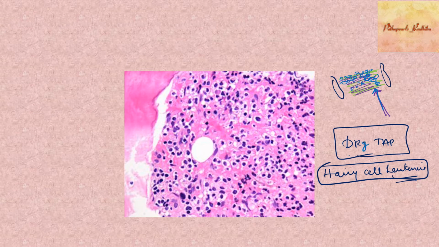So dry tap may be associated with certain conditions. So what are the conditions? Whenever you have fibrosis or your bone marrow is tightly packed, you can get a dry tap. So in hairy cell leukemia, you have certain growth factors which can cause fibrosis of the marrow. So hairy cell leukemia can cause bone marrow fibrosis.